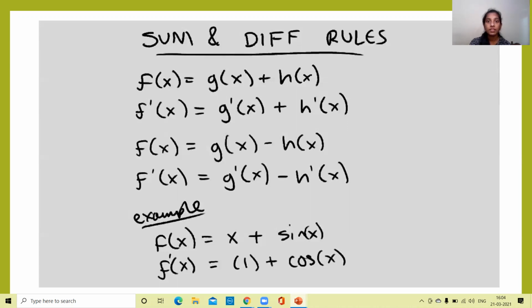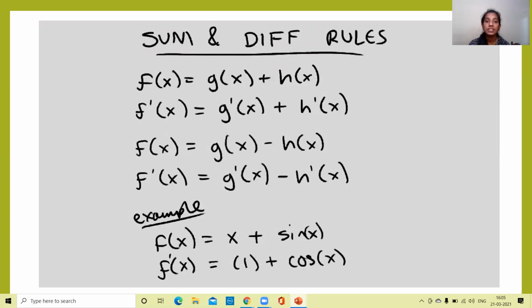Let's see some rules on differentiability. Sum and difference rules. When f of x is equal to g of x plus h of x, then the derivative of f of x is equal to the derivative of g of x plus the derivative of h of x. That is, f of x equal to g of x plus h of x, then f dash of x equals g dash of x, the derivative of g of x, plus h dash of x, the derivative of h of x.